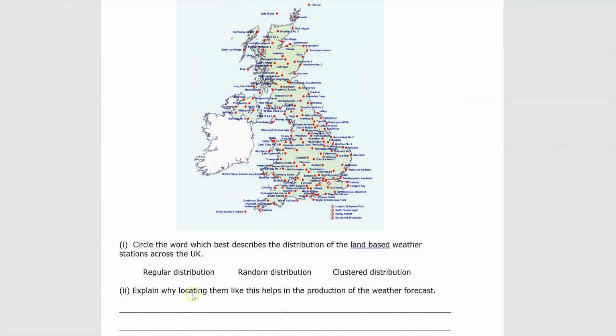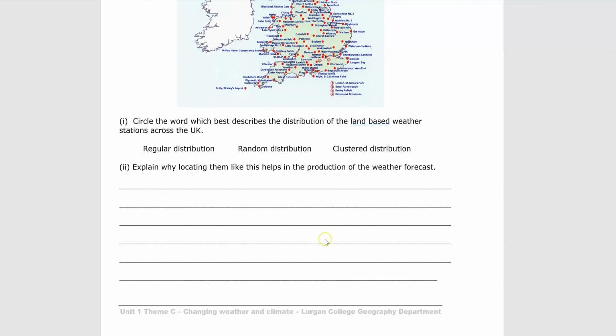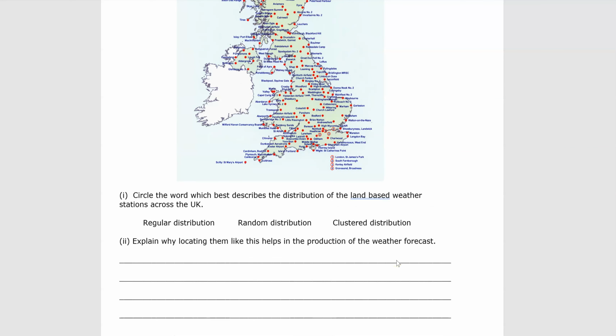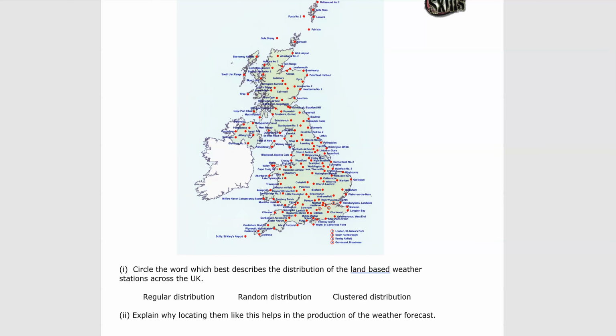Now, explain why locating them like this helps the production of the weather forecast. Because you want to get as much detail across the entire country as you possibly can. And the more detail you can get from all the different locations in the country, the better the picture you build up of the weather that's going to be there. Again, it's probably a 3-mark question, so just turn that into an SCE 3 sentences question.